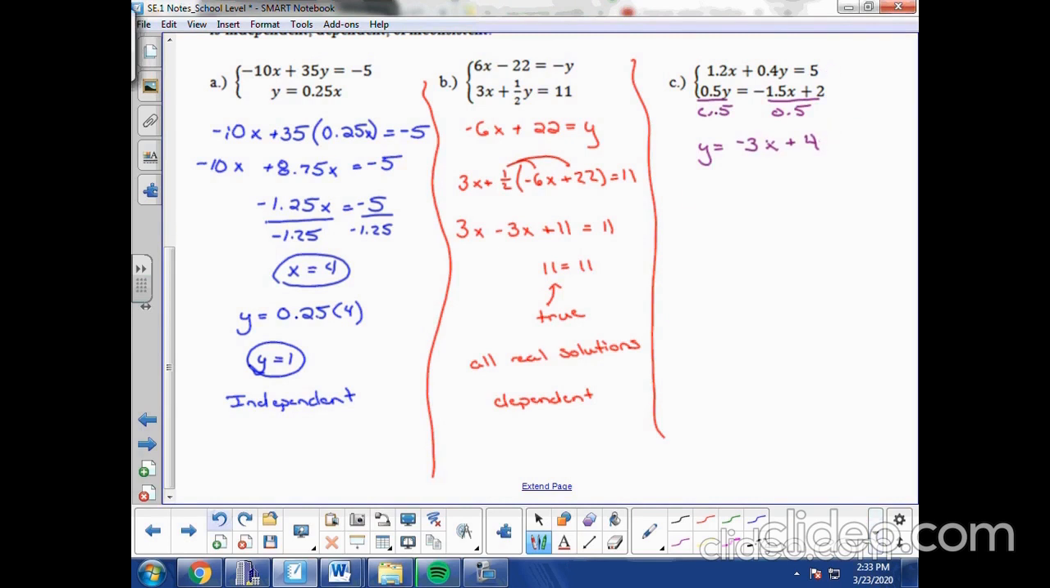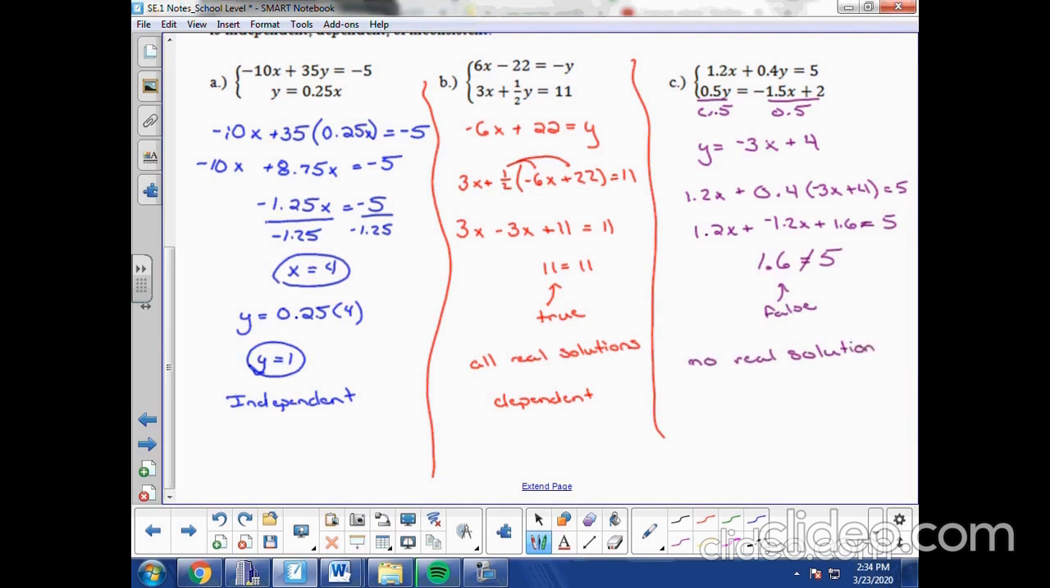So substitution in all three of these cases is probably quicker. If you did it using elimination, that's okay as well. So I get 1.2x plus 0.4 times negative 3x plus 4 equals 5. Again, we need to distribute, so 1.2x plus negative 1.2x plus 1.6 equals 5. What happens to the negative 1.2x and the 1.2x? They add to give you 0. So 1.6 equals 5. This is not accurate. It's actually not true. So here we come up with a false statement. This means that there are no real solutions.